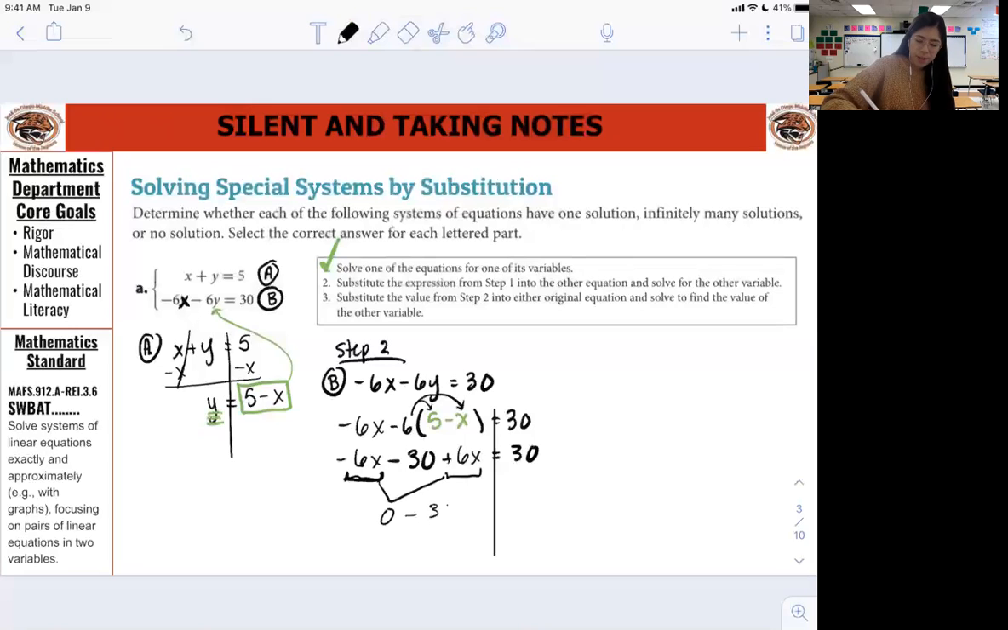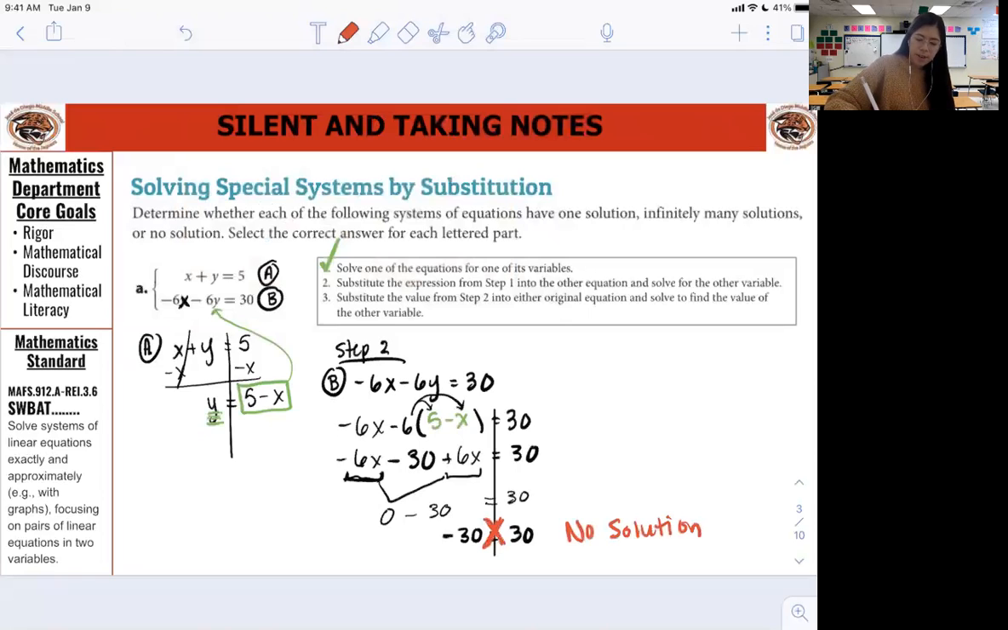0 minus 30 equals 30? Well, 0 minus 30 is what? Negative 30. Does negative 30 equal 30? No, it does not. What does that mean about my solution? No solution. Good, this is no solution.